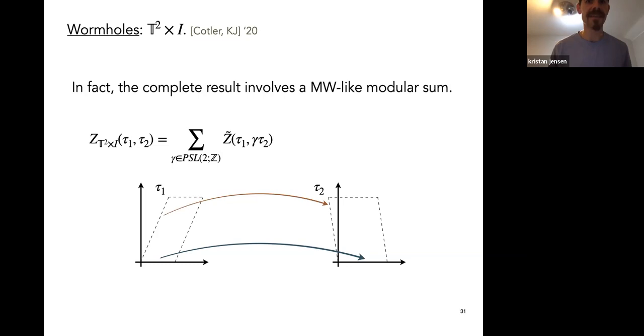You can phrase the contribution from all these other geometries as just being the original thing, but where one boundary is modular transformed relative to the other. And the sum of all that makes up the torus times interval amplitude. This sum would be analogous to the modular sum that appears in the Maloney-Witten partition function.